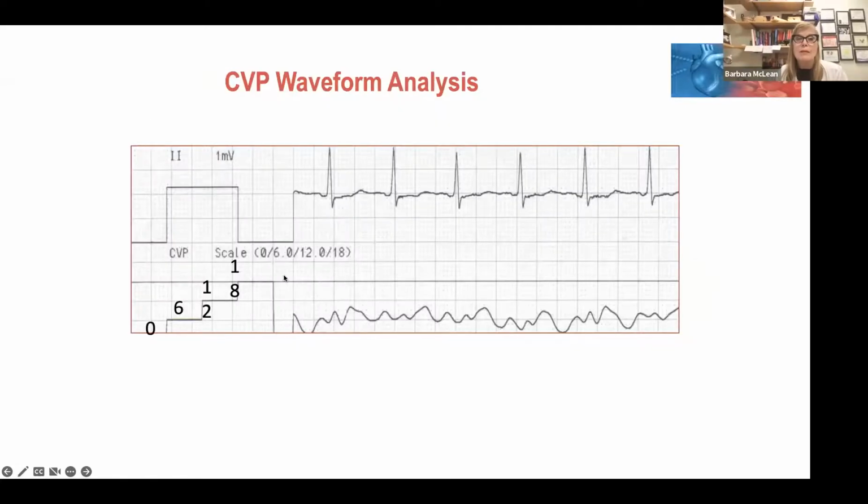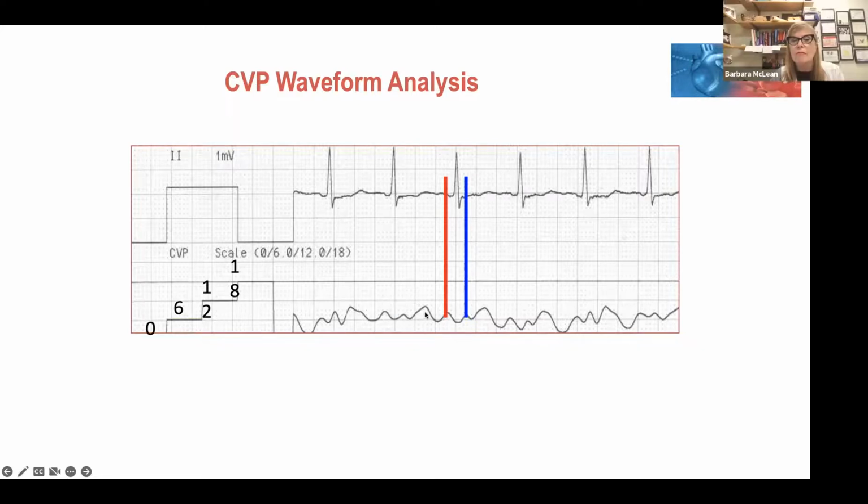Okay, now I've embedded the relationship here: 0, 6, 12, and 18. That's our scale. You can see that your patient's pressure does drop below 0, especially when he takes a breath. If we draw a line down from our P wave, here's your A wave. And we draw a line down from the T wave, here's your V wave, and the wave in between is C. A, C, V, A, C, V, but that's kind of obliterated by breathing.